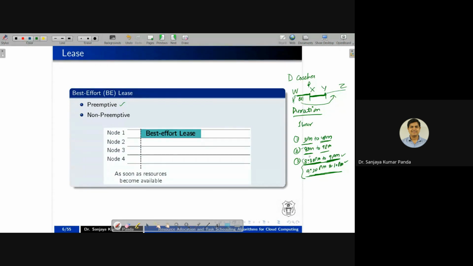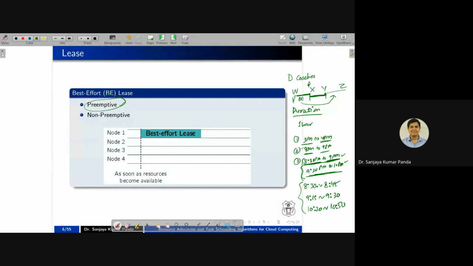But in the case of a preemptive one, you may have multiple disturbances. For example, I can say 8:30 to 8:45, you got a 15-minute slot. Let's say 9:15 to 9:30, another slot. Let's say 10:20 to 10:50, another slot. So there may be multiple preemptions also. That type of lease is called a preemptive best effort lease.